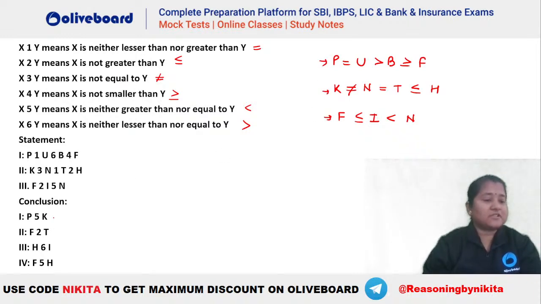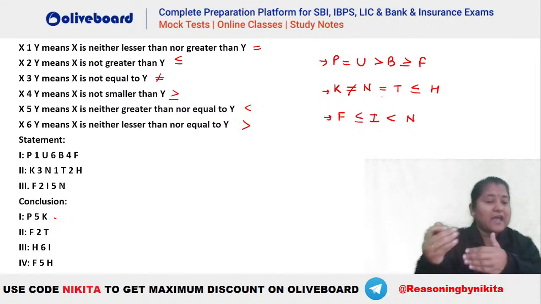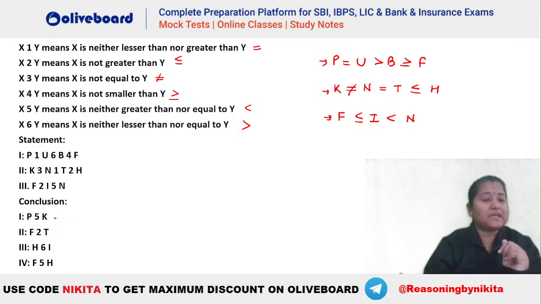Now let's see what the first conclusion is saying. The first conclusion is connecting P to K. You can see that P is there in the first statement, K is there in the second one. Now how do we connect the two? Let's connect it with the help of N, because N is common here and also F is common, isn't it? So if we take it from P to K, P = U, U > B, B ≥ F, then we have F ≤ I < N, and N ≠ K. So you can see we are having symbols of opposite nature between P and K. So we cannot have a definite relation between them, isn't it?